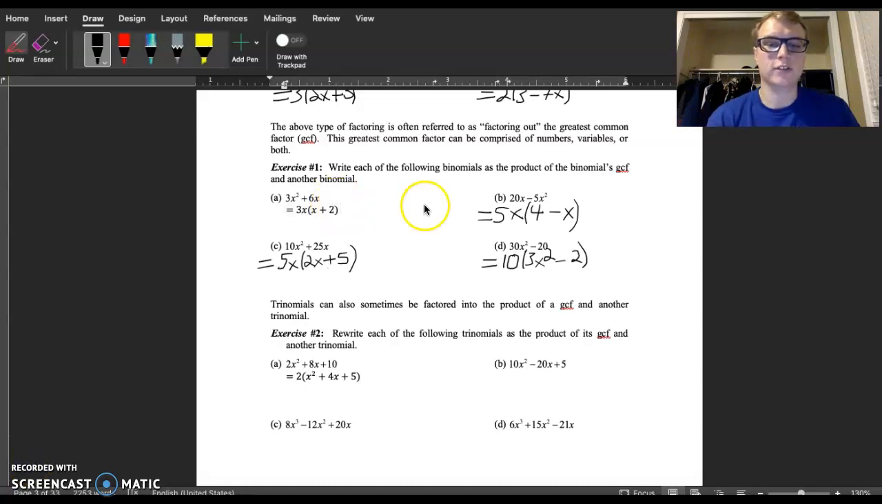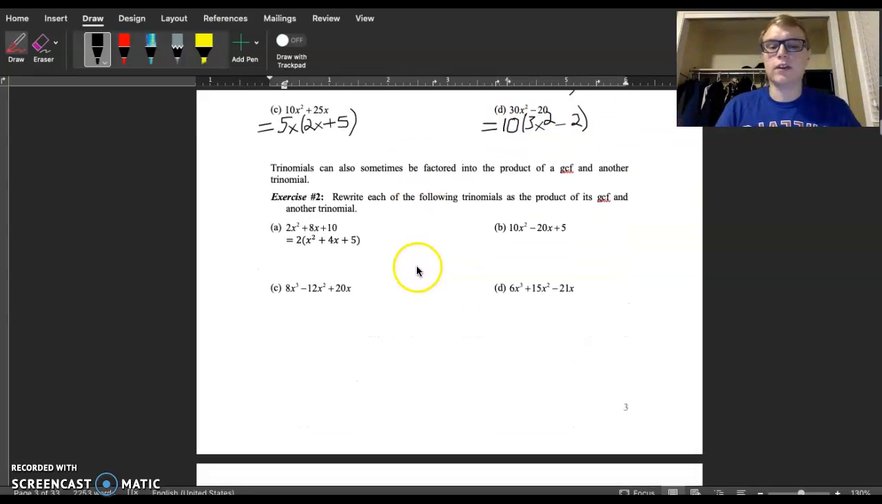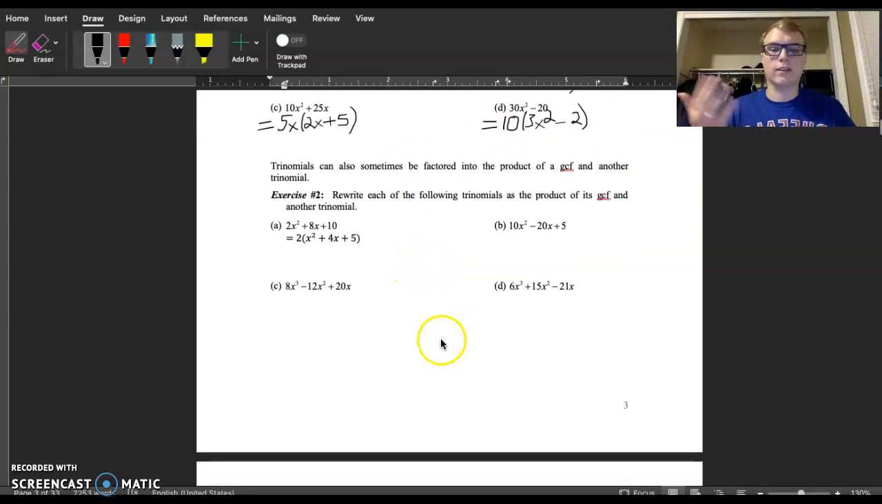5x was our GCF for B and C, and then D was sort of a trick question because 20 didn't actually have a variable with it, so all we could take out was our 10, and we're left with 3x squared minus 2. And we can do the same thing as we just did with trinomials and really any other polynomial, but we're just going to go up to trinomial in this case.